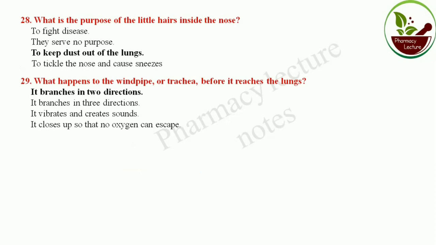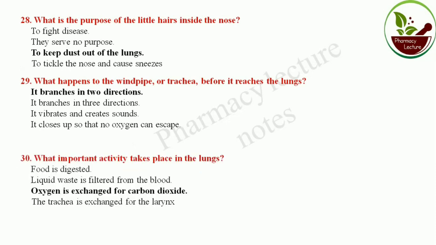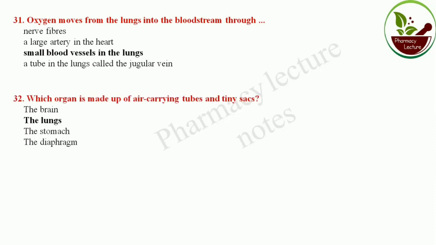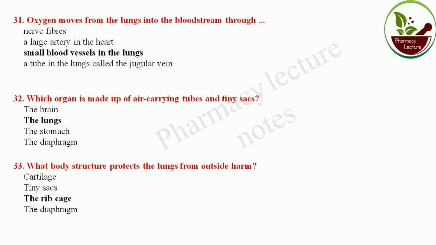That means the trachea branches into the left primary bronchus and the right primary bronchus. Then what important activity takes place in the lungs? Oxygen and carbon dioxide are exchanged. Oxygen moves from the lungs into the bloodstream through small blood vessels. Which organ is made up of air-carrying tubes and tiny sacs? The lungs. Then what body structure protects the lungs from outside harm? The rib cage. The rib cage protects the lungs.